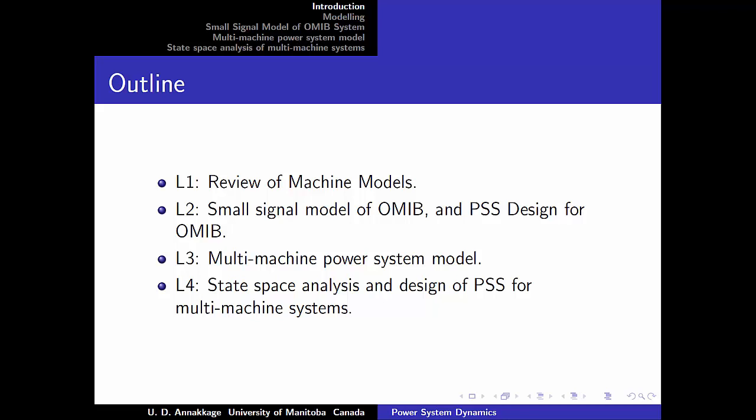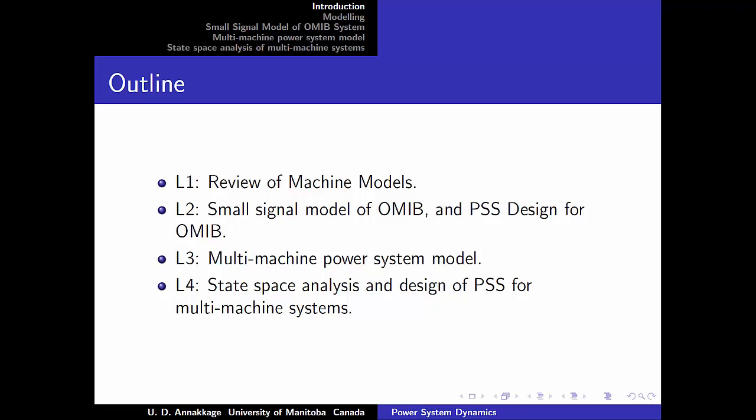In the first lecture, I am going to review the synchronous machine models. In the second lecture, I will introduce the small signal model of one machine connected to an infinite bus system and how to design a power system stabilizer for that system.